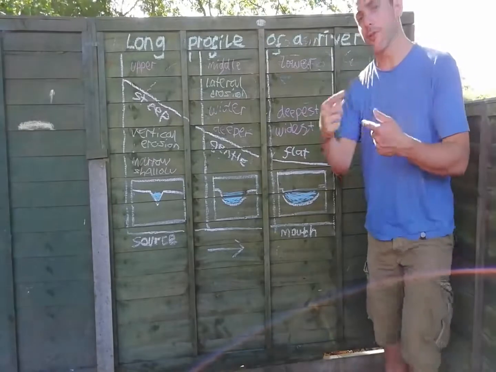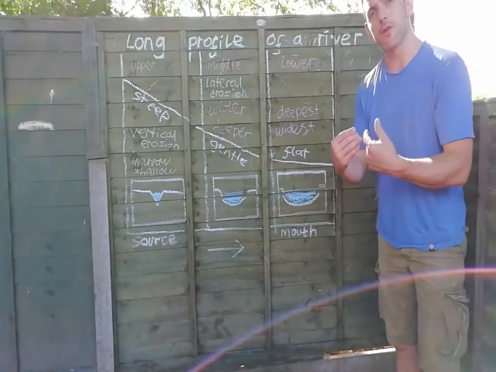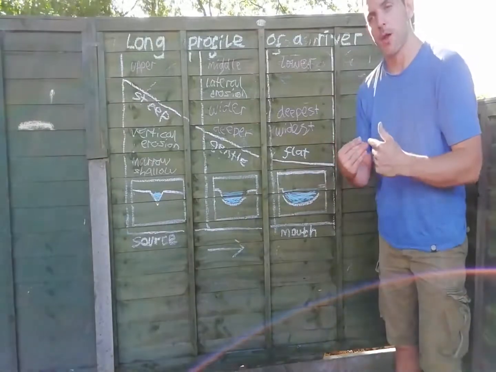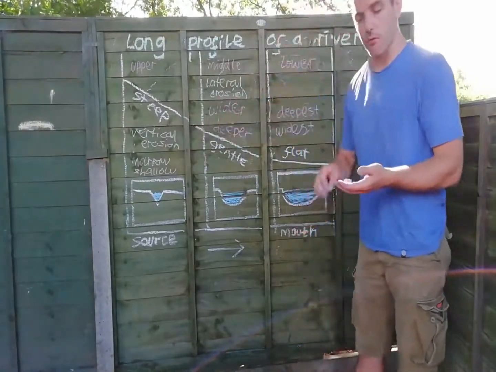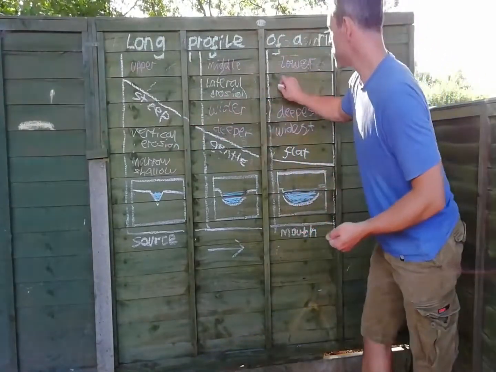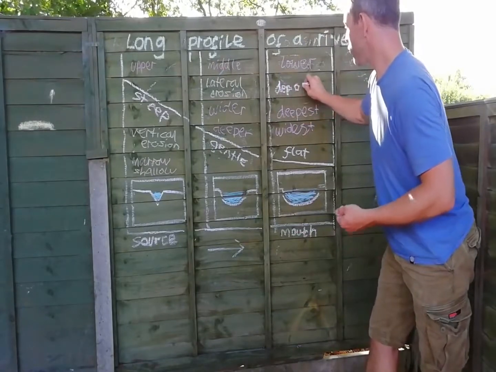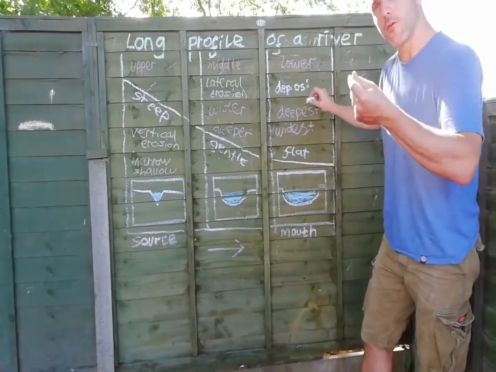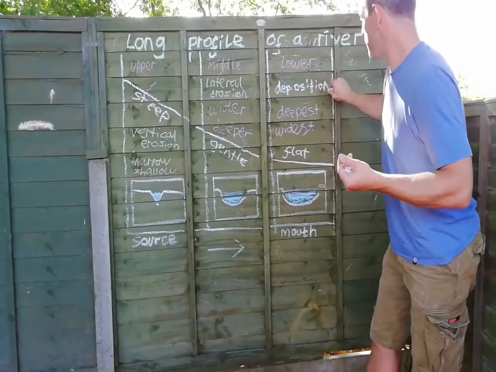Now what you find as the river gets to the mouth where it meets the sea, the energy of the water starts to fall. So what you find happening, instead of erosion, vertical or lateral erosion, you find that we have much more deposition, which is where sediment and bits of silt that have been carried by the river, they get dropped off.